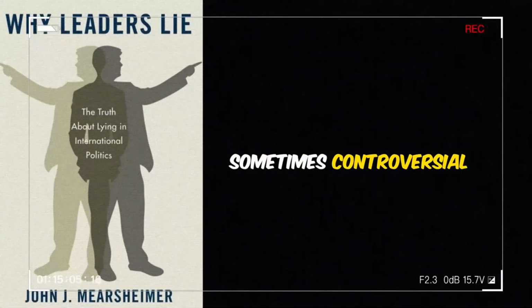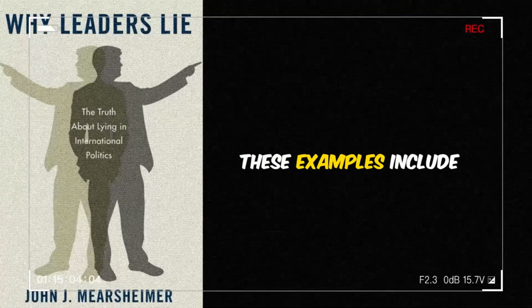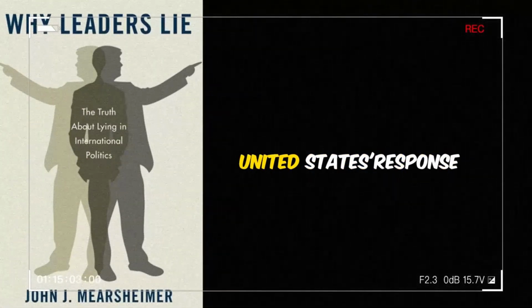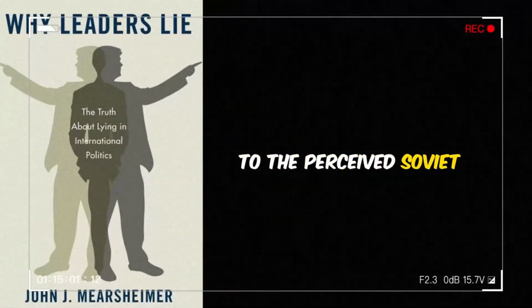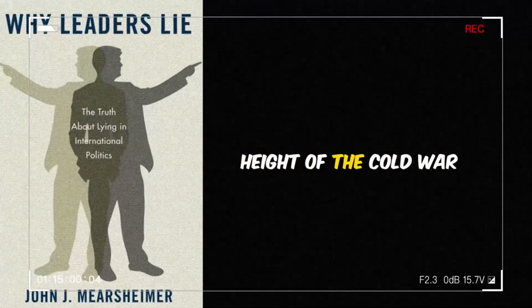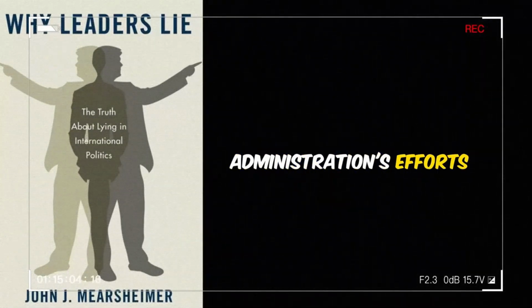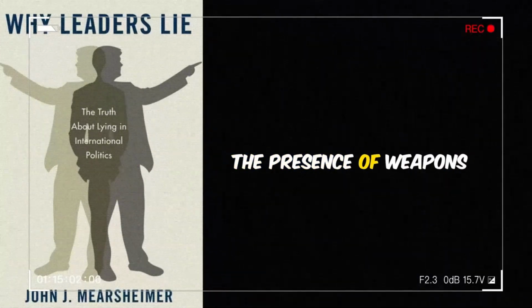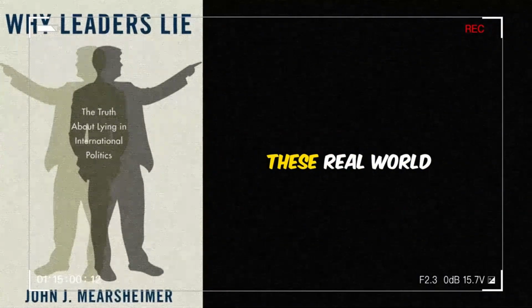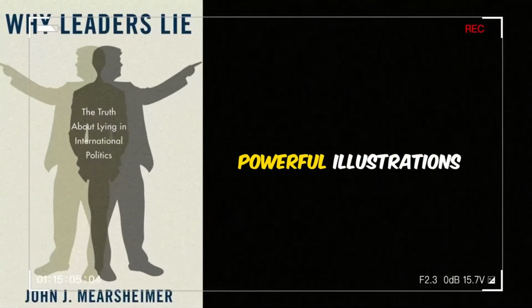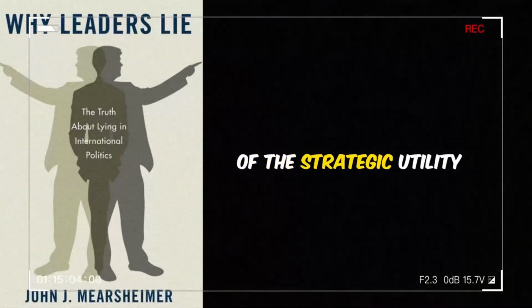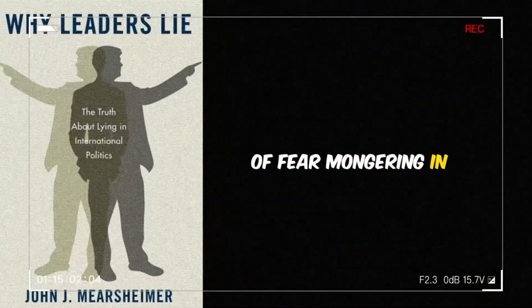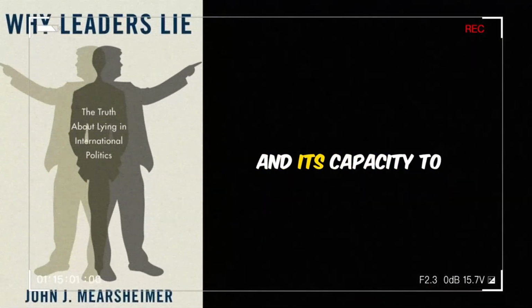The chapter proceeds to present a series of historical case studies where fear-mongering played a pivotal and sometimes controversial role. These examples include instances such as the United States' response to the perceived Soviet missile gap during the height of the Cold War, and the Bush administration's efforts to justify the invasion of Iraq by suggesting the presence of weapons of mass destruction. These real-world examples serve as powerful illustrations of the strategic utility of fear-mongering in international politics and its capacity to shape policy decisions.